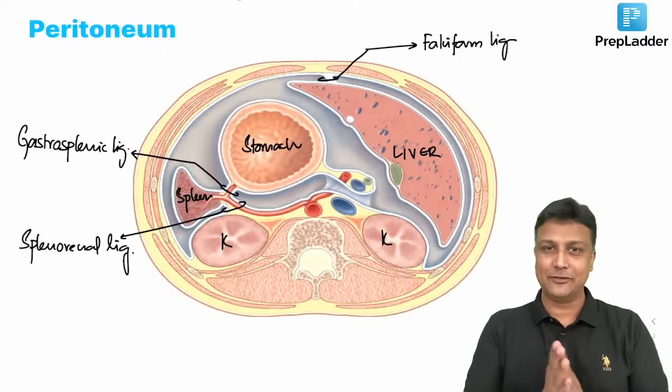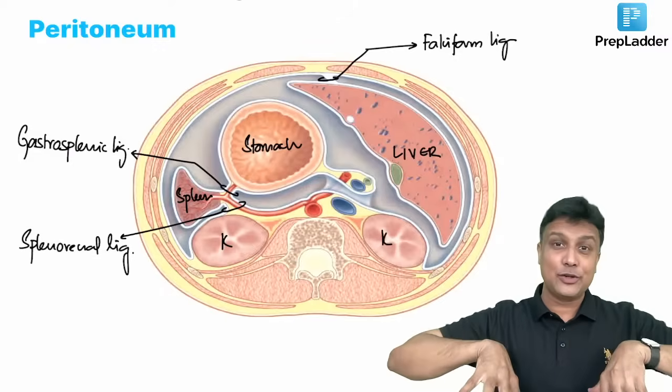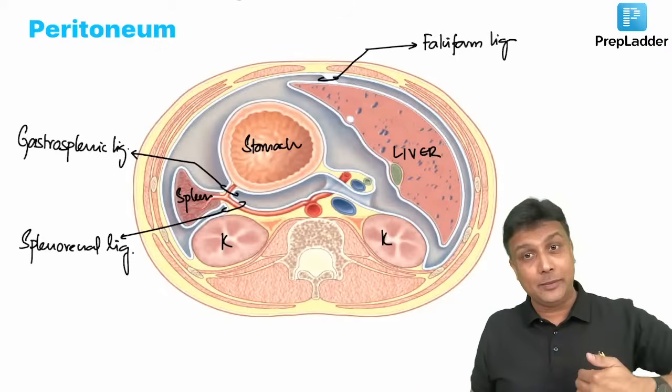So today we'll be doing this image-based session. Just concentrate here, my dear friends. So now after rotation, what is going to happen? The liver will be going towards the right and the spleen will be coming towards the left.